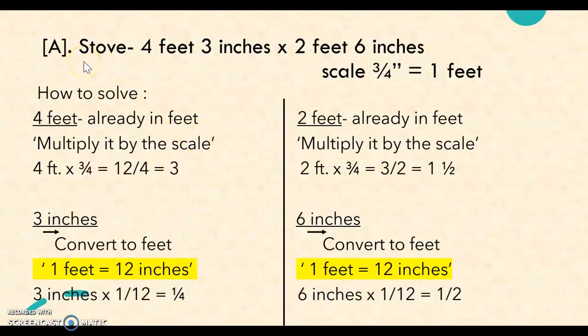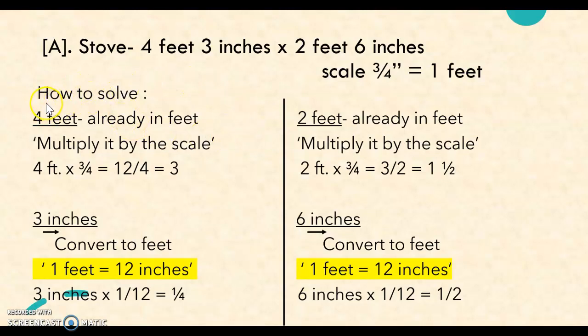So here we go. Now we'll be solving a problem of imperial. Here we are given the measurements of a stove. The dimensions of a stove are 4 feet 3 inches into 2 feet 6 inches. And the scale given to us is 3 by 4 inches is equal to 1 feet. Always remember, the unit on the left hand side is the unit that we have to convert.